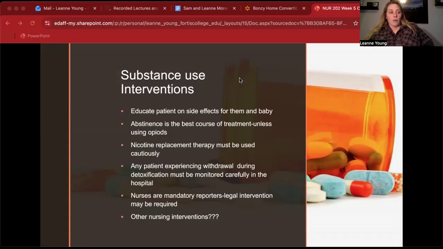We want to treat them with respect. Obviously, you're not changing your bedside manner simply because somebody is struggling with substance abuse. We want to talk to them and develop trust so that they are more likely to share with us what their typical regimen looks like, how much they're taking, when they take, and all that. So, developing trust and treating the patients with respect is mandatory.